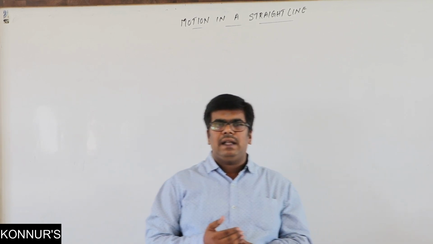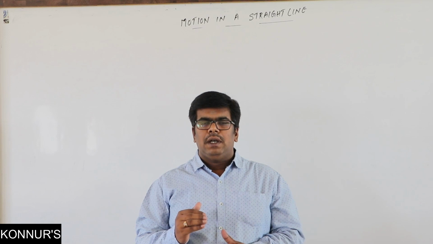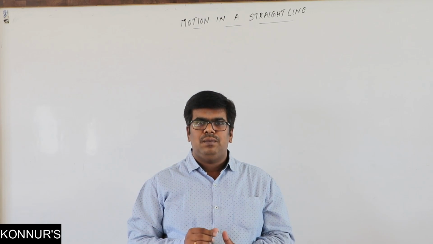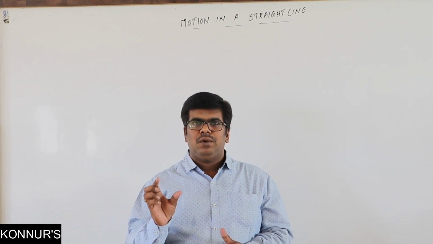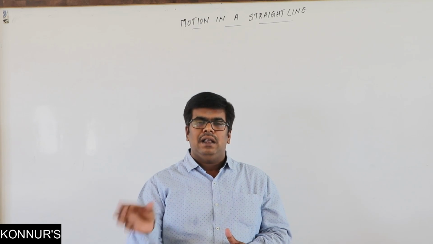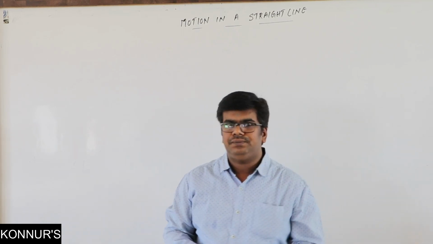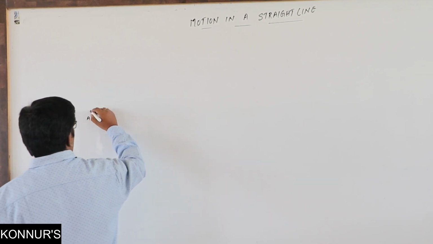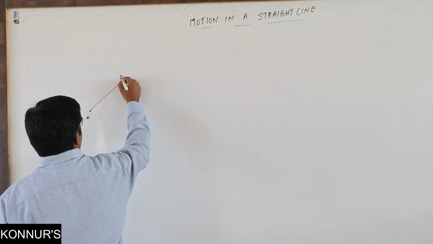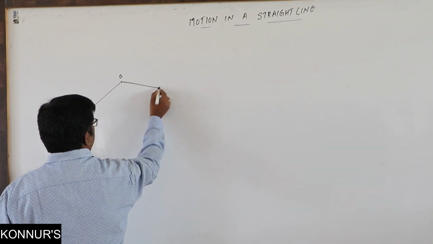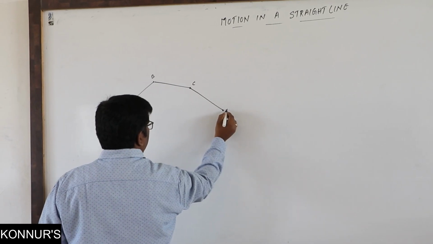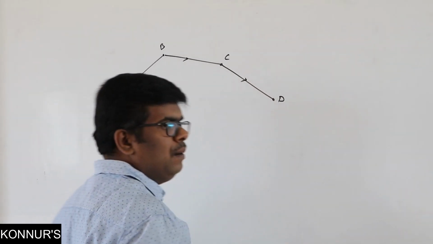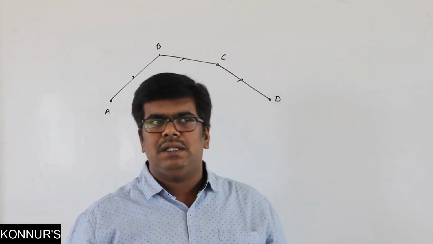Or else we can define it like this: if a body is moving, and the line joining the successive positions of that motion gives a straight line, then the motion is said to be straight line motion. For example, if a body started here and went to point B, its line joining is a straight line, and here also the line joining is a straight line, and coming back here it is again a straight line. Then we can say this type of motion is straight line motion, or one-dimensional motion.